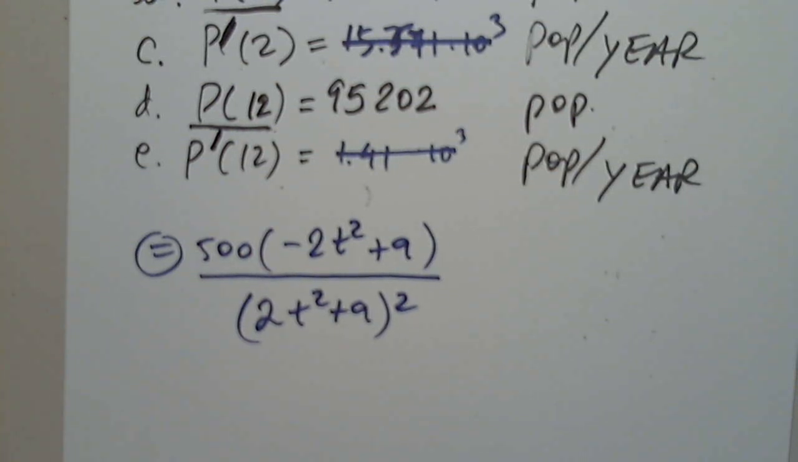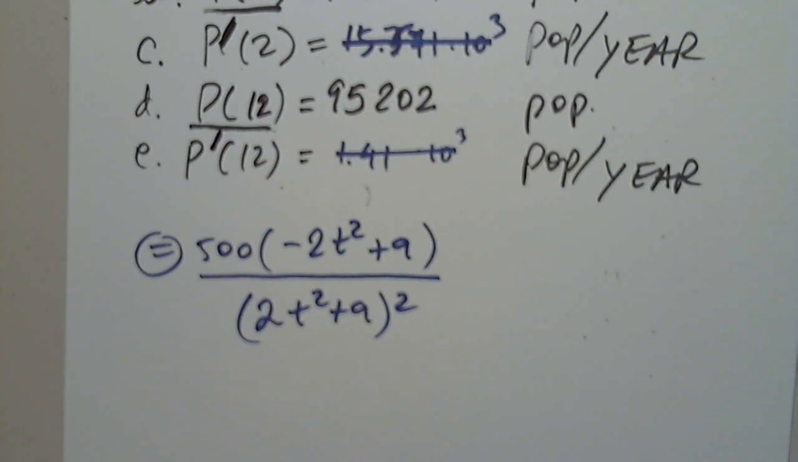Because I was expecting to see increase, but it doesn't increase. Because my calculations were not right. So 500 in front, parentheses, negative 2t squared, and then plus 9. Yes? Now I'm checking 3 times. Okay, and divide by 2t squared, and plus 9, and don't forget to square. Okay. Perfect. Aha. So, of course, P was okay. No problem.